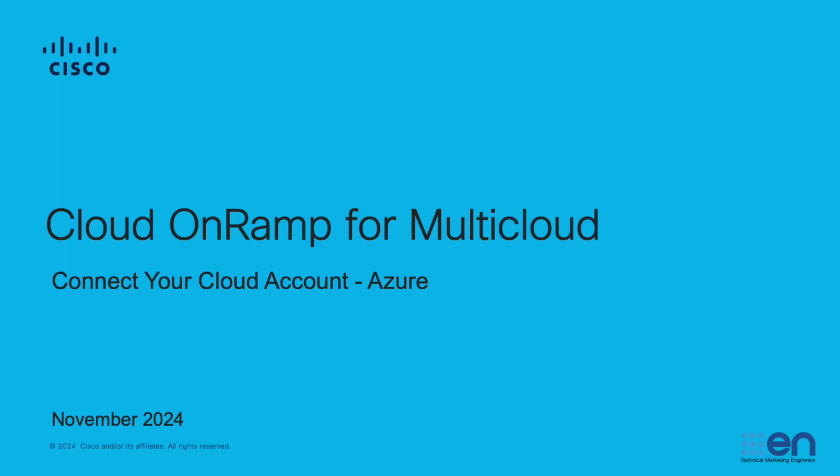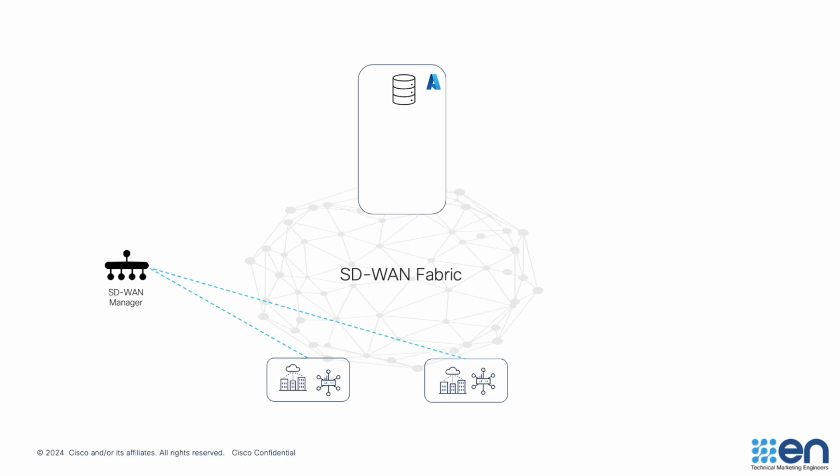Cisco Cloud OnRamp for Multicloud. Connect your Azure account to Catalyst SD-WAN. Why do we need this?